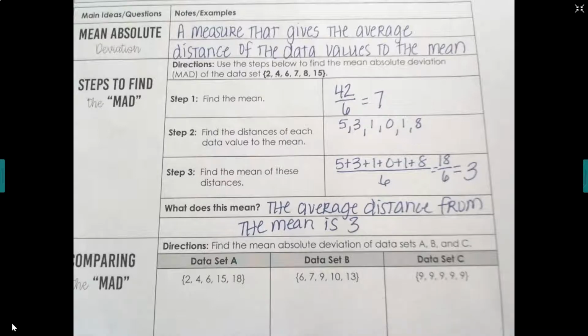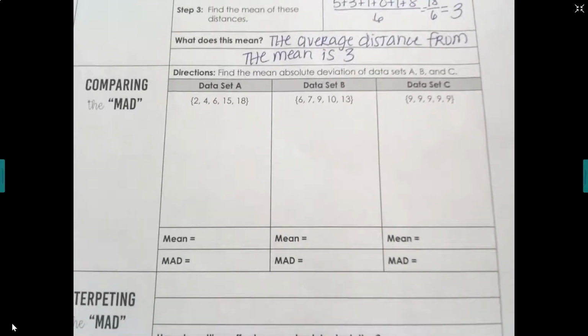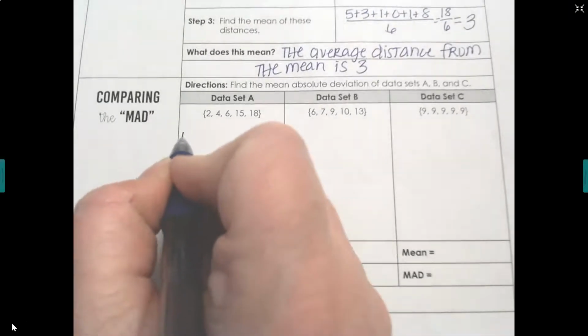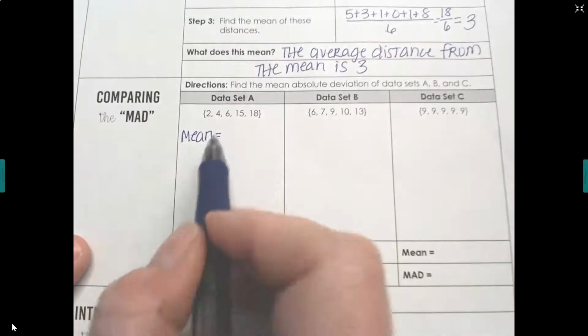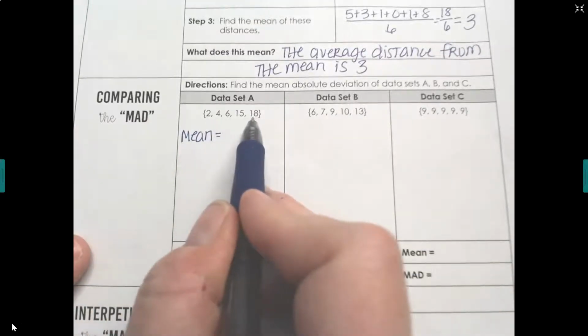All right, so let's try and look at a couple. By itself, it doesn't really mean a lot. It's not until we start to compare them that it means something. So we're going to find the mean absolute deviation for these three data sets. Remember, the first thing you want to do is find the mean. That means you want to add up all of these numbers and divide by the total number of numbers.